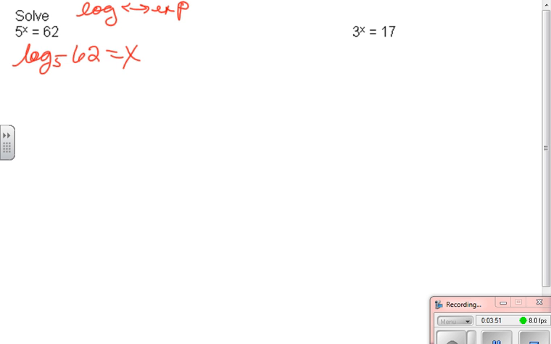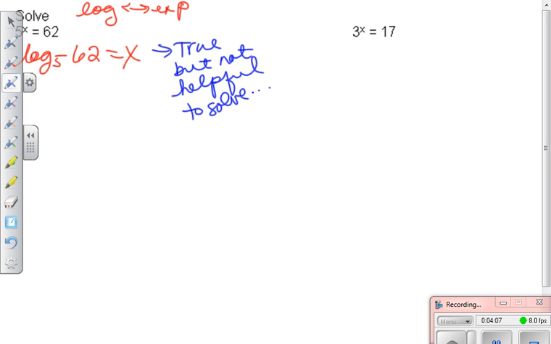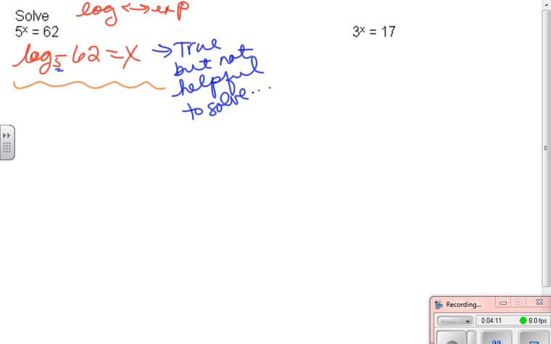So what I'm going to, this didn't help. It's true, but not helpful. Because it's a base other than 5. So let's try something different. Let's take the log of both sides. We're going to take log base 10 of both sides.